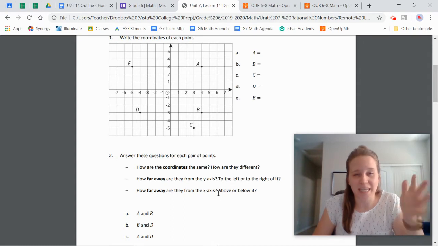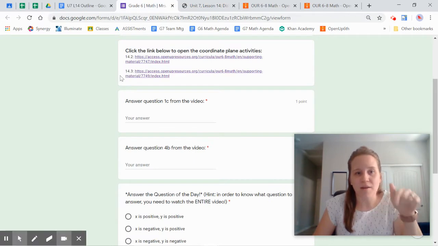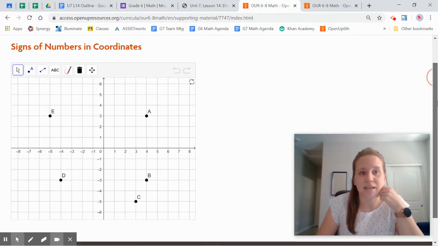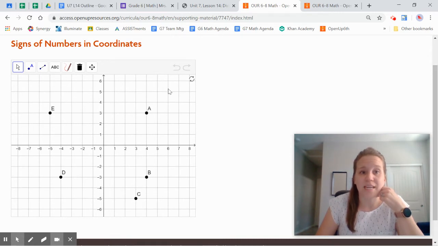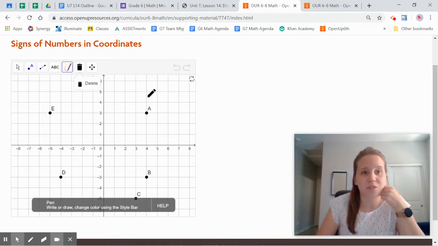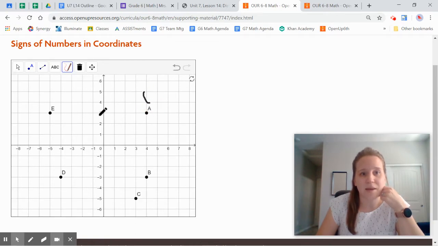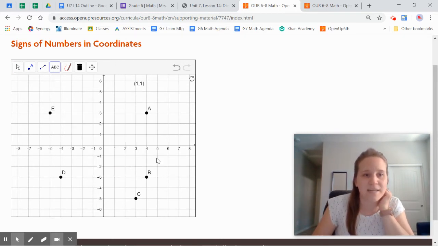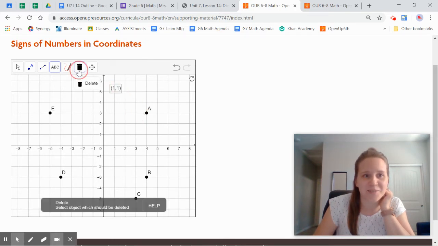Instead of just looking at the screen, I actually want you to be able to look at your own coordinate grid. So within today's Google form, right under the video, if you click this first link for this first activity, it will open up this coordinate grid. And you can actually label the points on the coordinate grid. You can use the pen tool to write the ordered pair. I'm not going to give this one away. Or you can use this ABC tool to type it in. If you want to type the ordered pair, this is incorrect, but if you want to type the ordered pair 1, 1, you can then move it around to show that label. Again, this one's incorrect, so don't do this one.